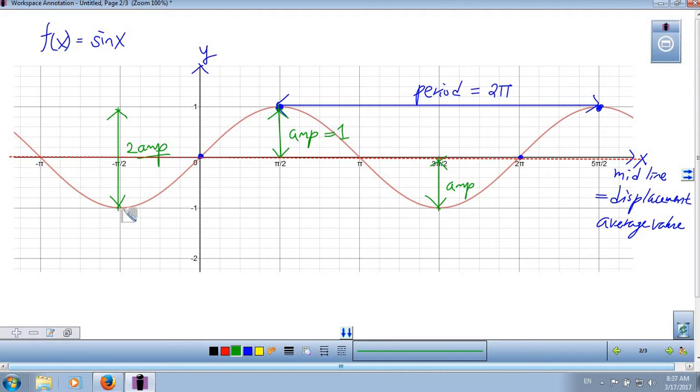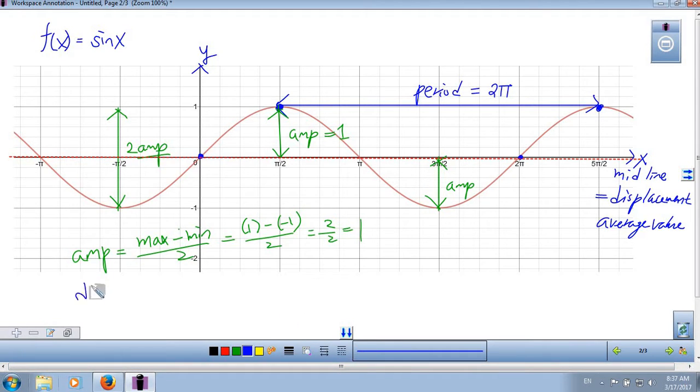Then you can see the total distance from the peak to the trough, from the trough to the peak, is 2 units. The difference, 1 minus -1, is 2. So amplitude is maximum minus minimum divided by 2. Max is 1, minimum is -1, divided by 2 gives us 2 over 2, which is 1. So the amplitude is 1.